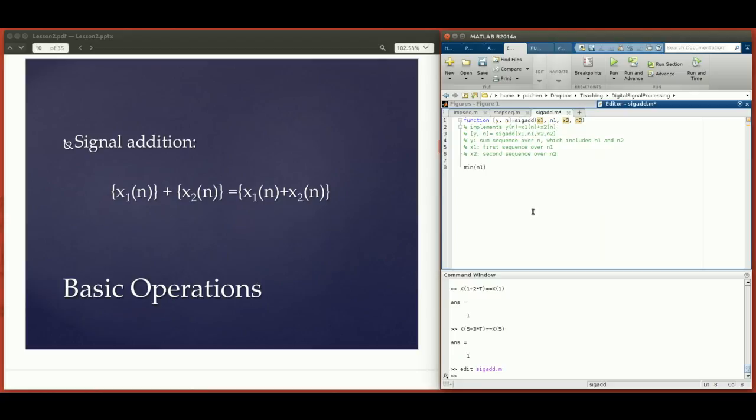And then I'm also going to take the minimum of n2. The minimum of n1 is the smallest number inside of n1, and the minimum of n2 is the smallest number inside of n2. And then I'm going to take the minimum value of both numbers. That's going to give me the minimum value of n1 and n2. And n is going to start with this number. That's going to be the first number inside of n.